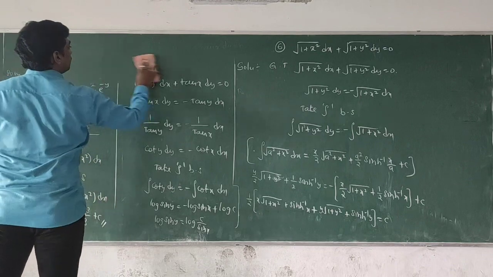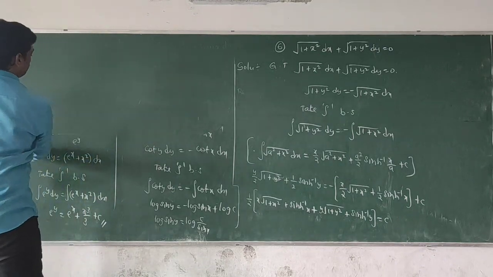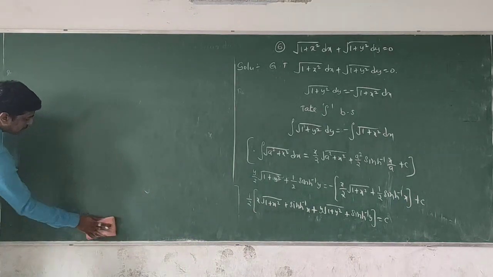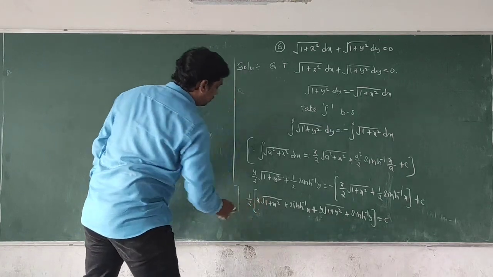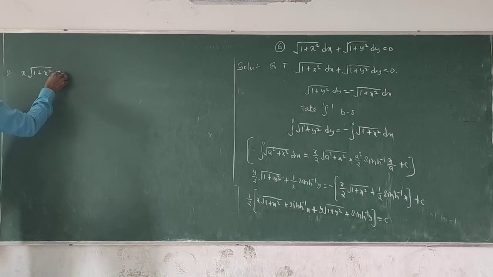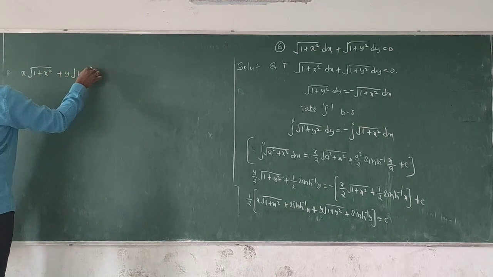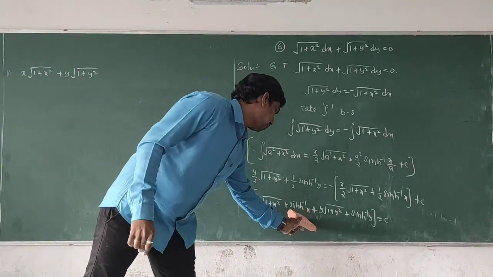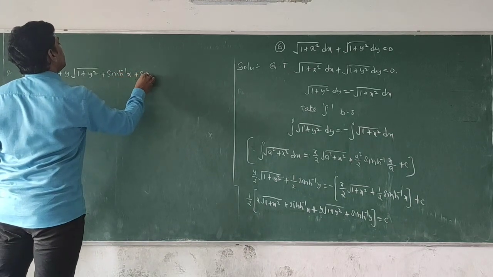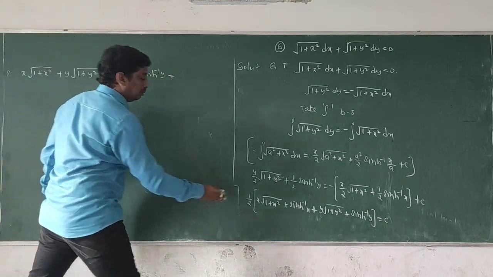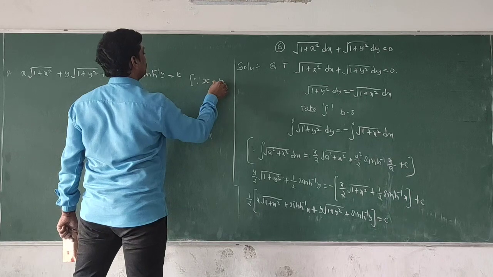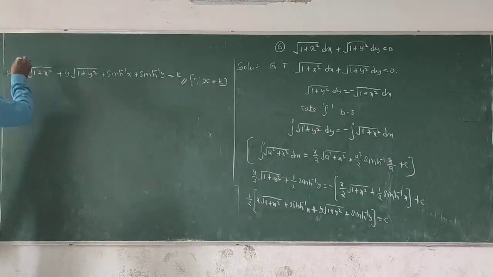I am writing it now. The final answer is here. What are the remaining terms? x into square root of 1 plus x square, plus y into square root of 1 plus y square, plus sinh inverse x plus sinh inverse y, equal to, taking the term to the opposite side, 2c, which can be written as k, which is the required general solution.